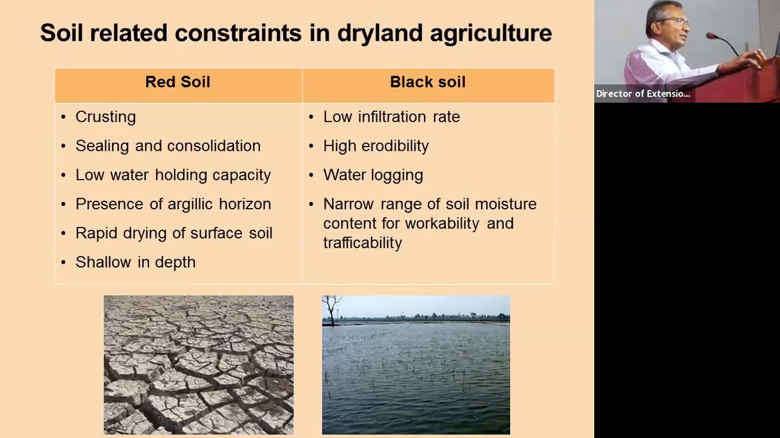In the case of black soils, we face this in the Aruppukottai or Kovilpatti area in the southern part of Tamil Nadu: low infiltration rate. Immediately after rain, the black soil gets deflocculated and the pores are blocked. So water will not percolate. It will remain on the surface soil and go as waste through evaporation, or by transpiration if plants are there. High erodibility, because the water standing on the soil surface will take away all the soil from the surface. Water logging will be there. Narrow range of soil moisture content for workability and trafficability. So if there is any heavy rain, we cannot enter the field.